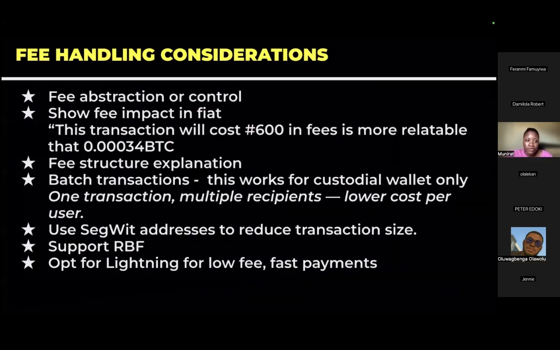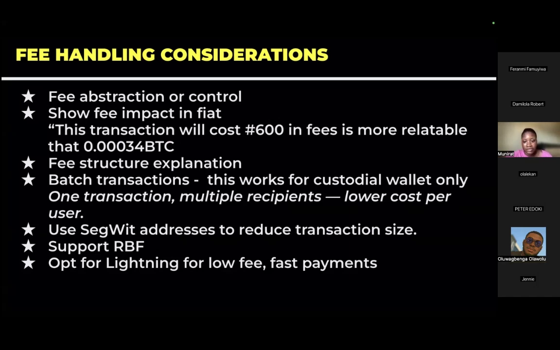So for fee handling considerations, fee abstraction or control depends on how you want your product to look. Fee abstraction: are you saying it will be a fixed fee, they don't have to set the fee themselves, or you want them to have the control? It depends on you. Then try to show the fee impact in fiat to improve user experience. The fee structure explanation: let them know how it works. Oh, it's not a fixed fee, and this is the reason.